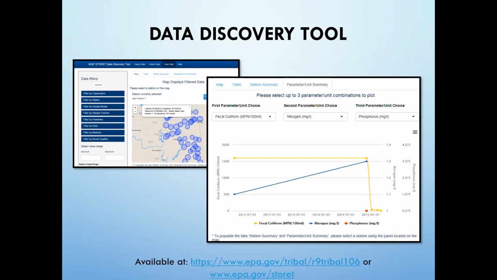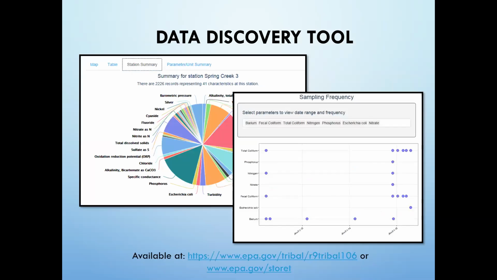Some of that data is a little funky, but if you have a lot of data in there, it can be helpful to see that summary over time. And in this fun picture, you can also see a pie chart that breaks down all the parameters that you're sampling for. In this case, at this location, there's a lot of parameters being measured.